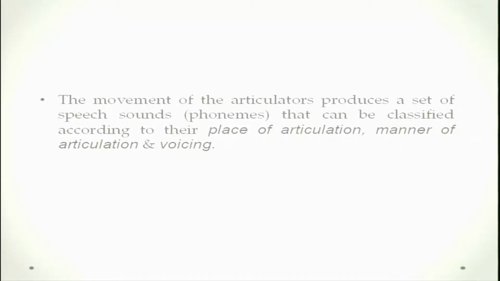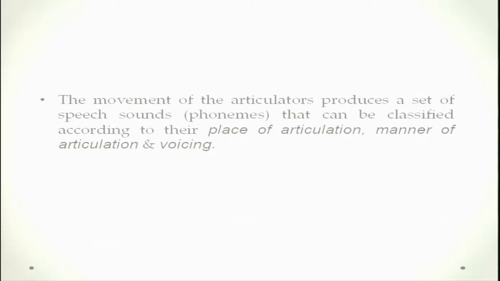Now, the movement of these articulators, the tongue tip, the tongue, the velum and all of those things, basically produces a set of speech sounds, which are phonemes, and these can be classified on the basis of place of articulation, manner of articulation, whether it is voiced or unvoiced, those kinds of things. On a different day in a different lecture, I could probably explain these different things as well, but I think I'll limit myself to this, and this is basically what the production of speech looks like.